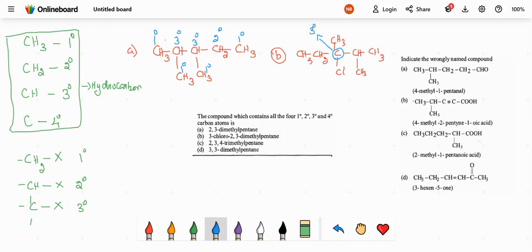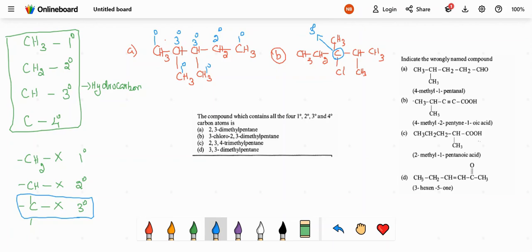indicated as tertiary, because the functional group attached carbon will be like that. So the functional group attached carbon which is having no hydrogen will be named as tertiary carbon atom. So this will be tertiary.